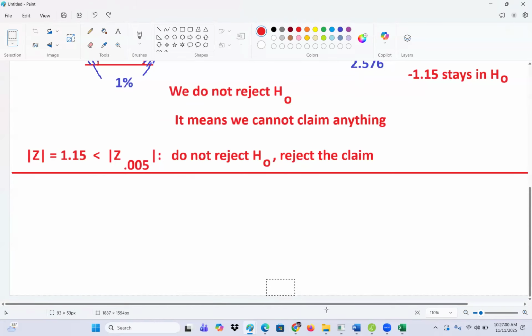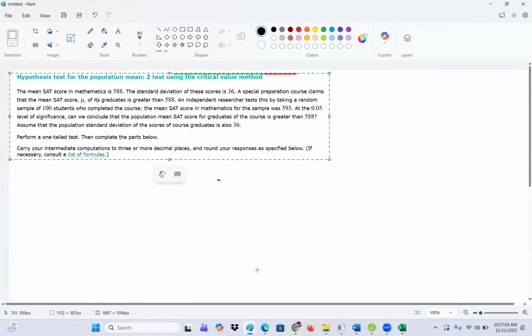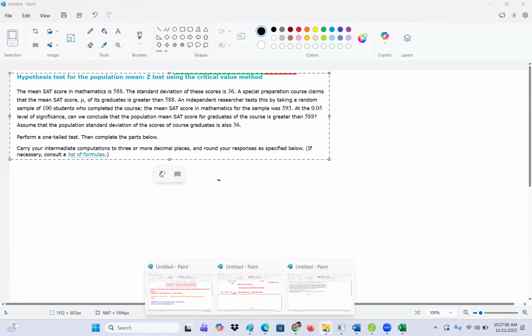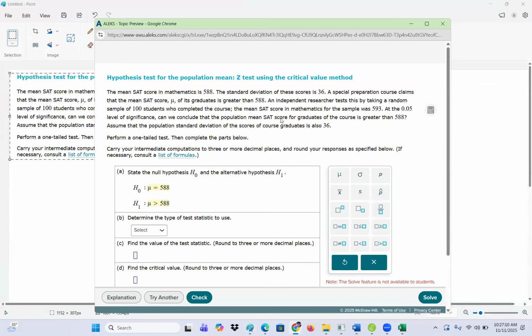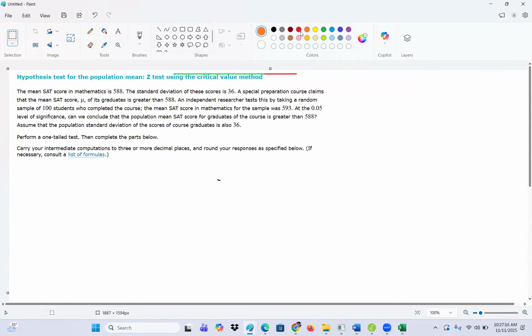I don't think I have enough space. Let me move up to the next one. Since the population standard deviation was given, you have to use the z-score. The keyword to identify on the exam is greater than 558.